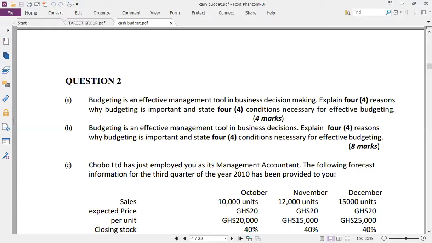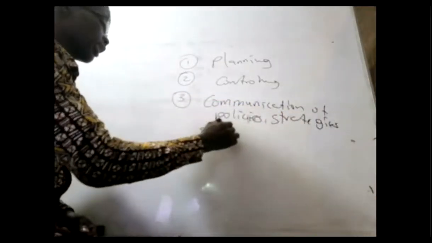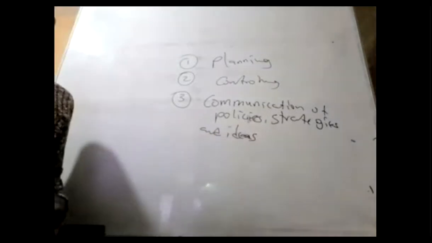That's all. For the four importance of budget, just bring out the objectives: budget for planning purposes. So tell the examiner, planning purposes. Two, for controlling, effective control. Three, for communication. Budgets help us to communicate policies, strategies, and ideas. So with the help of budgets, we can communicate our strategy and ideas out.